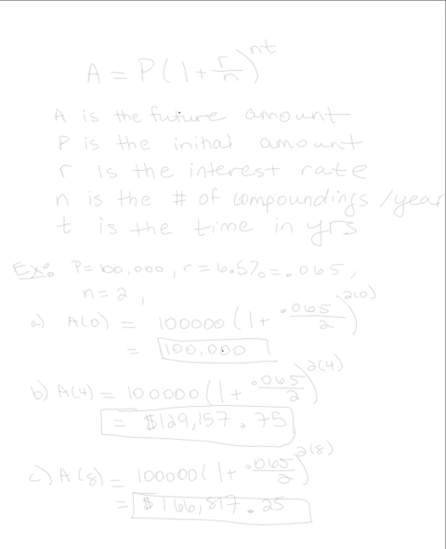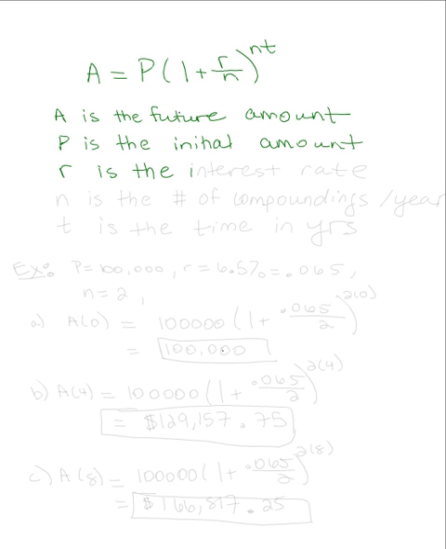We'll start off with compound interest, and the formula for compound interest is A equals P times (1 plus R over N), all raised to the N times T. A is the future amount, P is the initial amount, R is the interest rate, N is the number of compoundings per year, and T is the time in years.